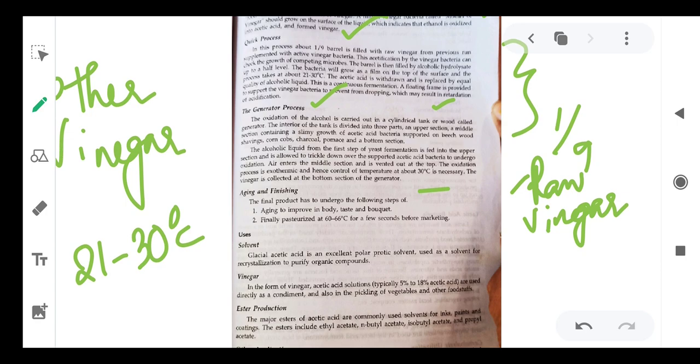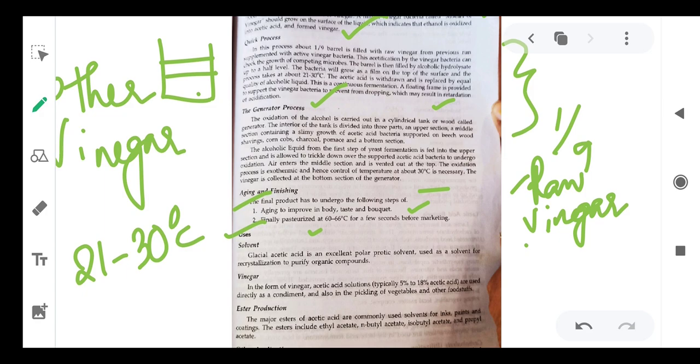So basically this whole fermenter is divided into the top section, middle section, and bottom section. The top section is associated with the addition of alcohol, the middle section with the fermentation, and the lower section holds the product. Next comes aging and finishing of vinegar. The final product has to undergo the following step: aging to improve the body and taste, and finally pasteurization at 60 to 66 degrees for a few seconds before marketing.